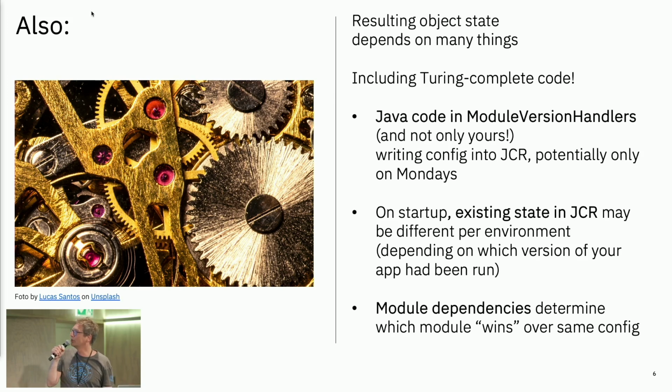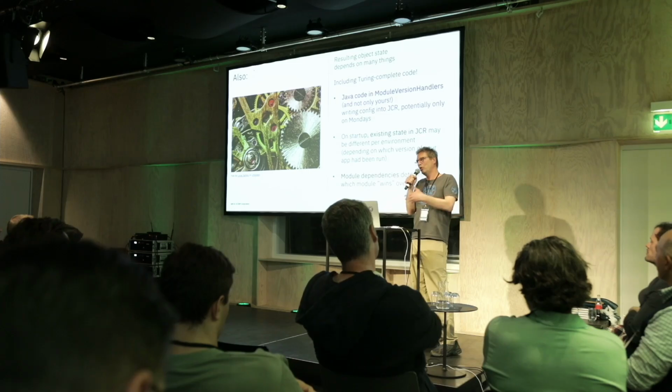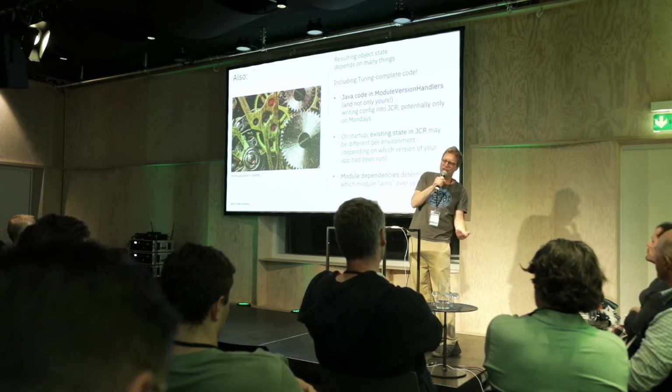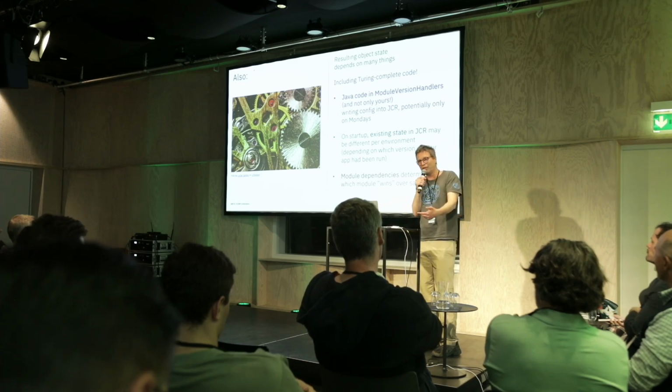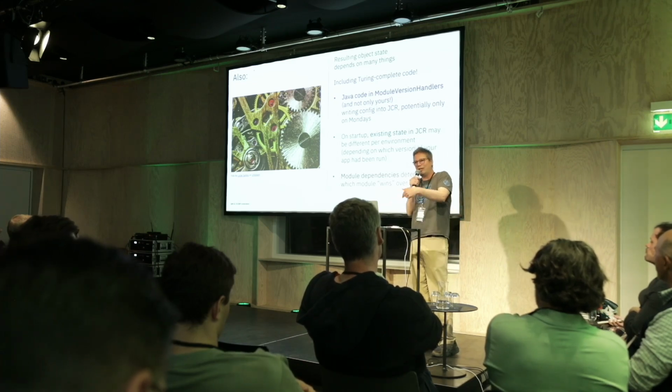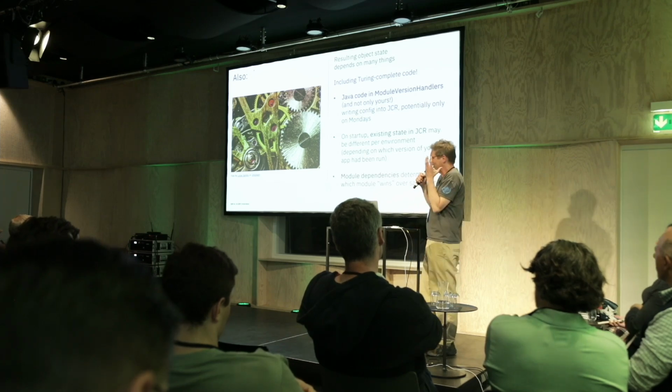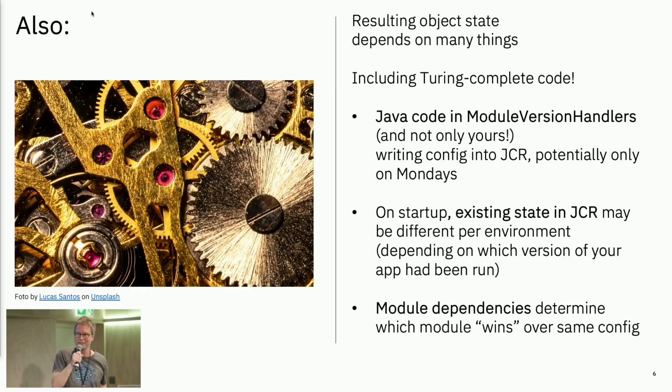And also, depending on what version of your app you had deployed last, on which environment, there could be different state in the JCR that the module version handlers will find, and depending on that state, doing different kinds of things. So you're having bad sleep because, am I really sure that this module version handler, which looks at that version, really does the right thing when it finds this and that? And could there be a combination of things happening that it will do something entirely different?